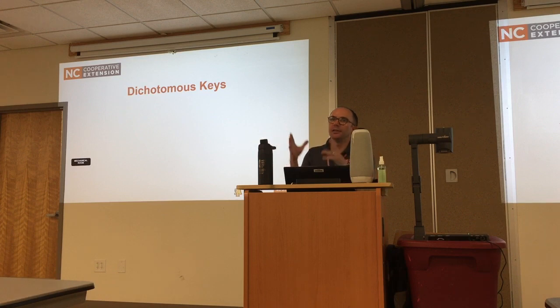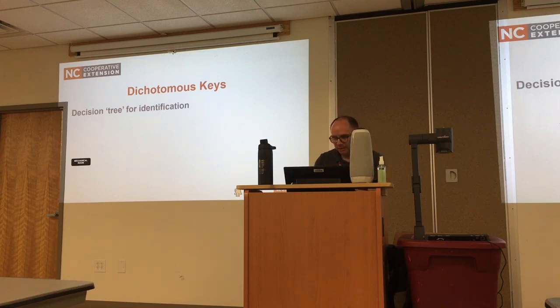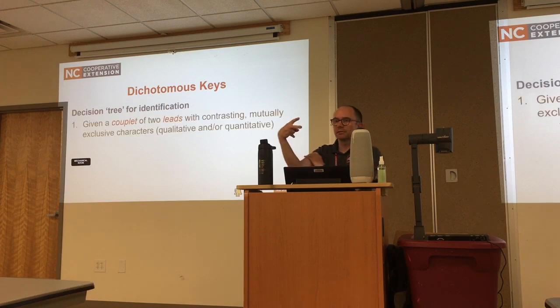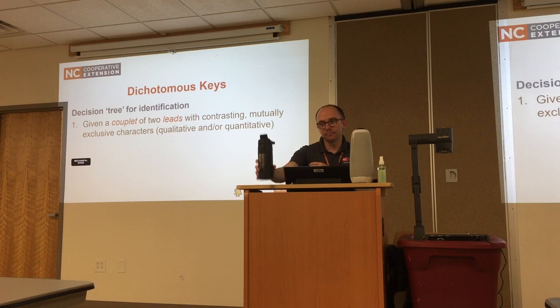There are other things called linear keys, but a dichotomous key is essentially some sort of decision tree used to identify organisms. It consists of sets of couplets, so pairs of descriptions, and each of those descriptions is called a lead. And what you do is you take a given sample.